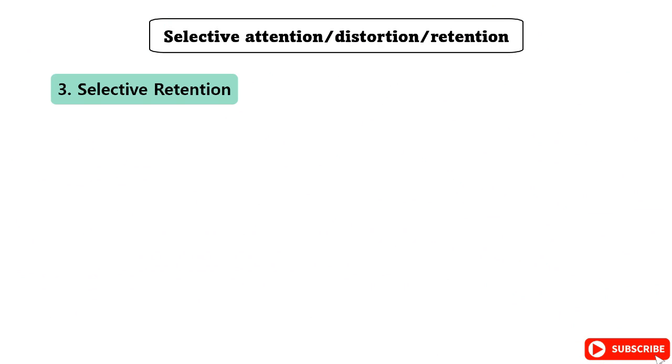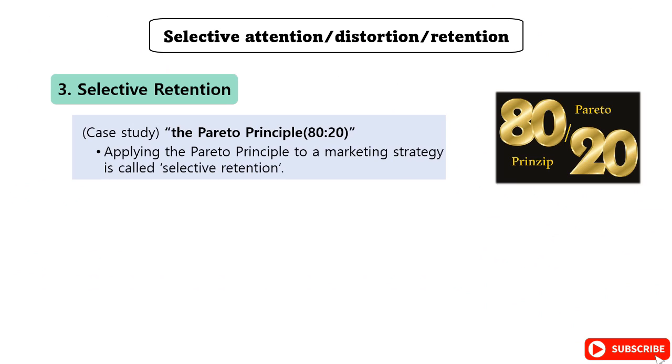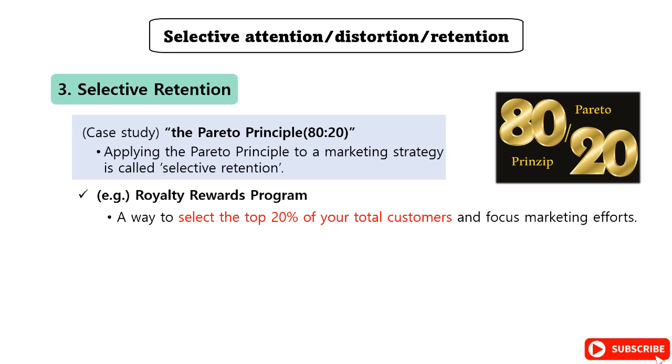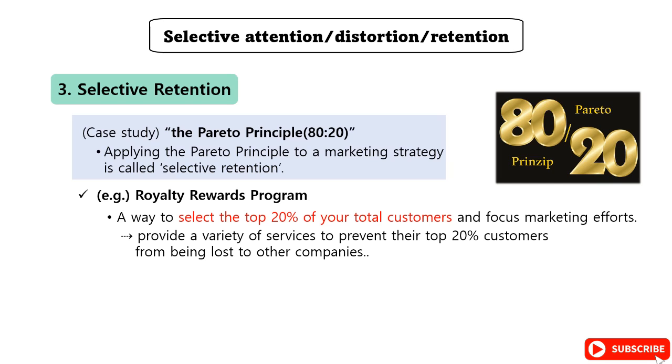Therefore, many companies are applying the Pareto principle to a marketing strategy called selective retention. The method of utilizing selective retention is a loyalty rewards program. A loyalty rewards program is a way to select the top 20% of your total customers and focus your marketing efforts on them. Companies provide a variety of services to prevent their top 20% customers from being lost to other companies. Another loyalty rewards program is a way to convert regular customers into loyal customers.